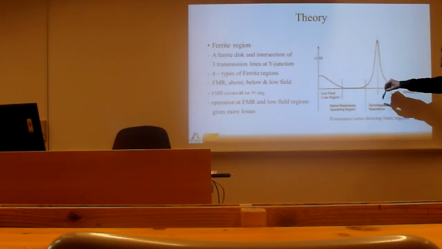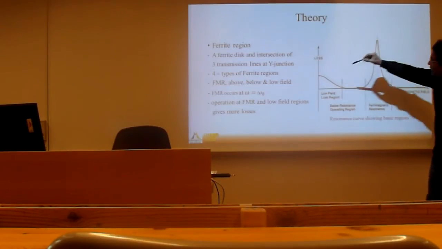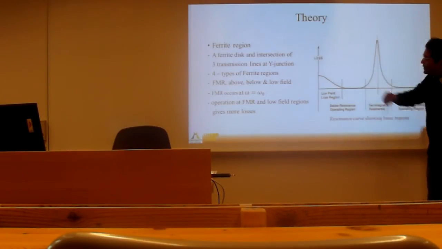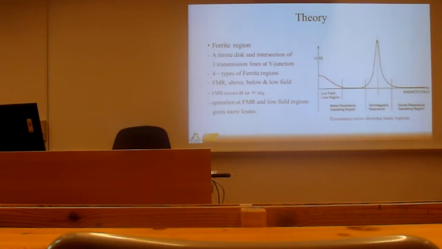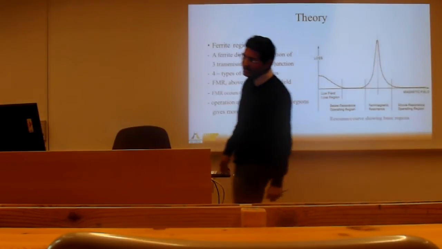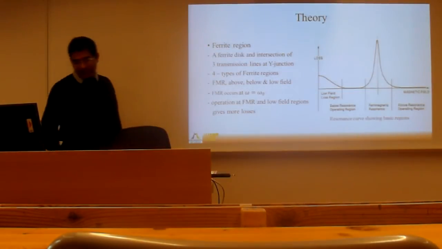The losses in this region and this region, when you apply a certain magnetic field, are high at FMR and also high at the low field loss region. So these two regions are related. In these regions we have more losses, and it will give bad circulation in the circulator operation.